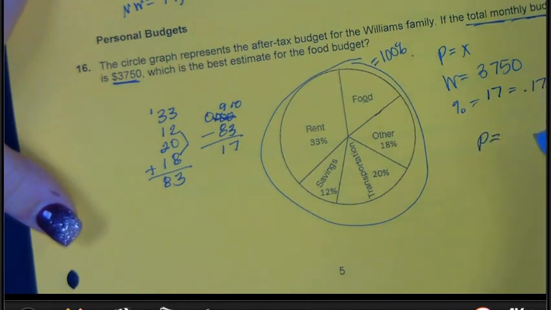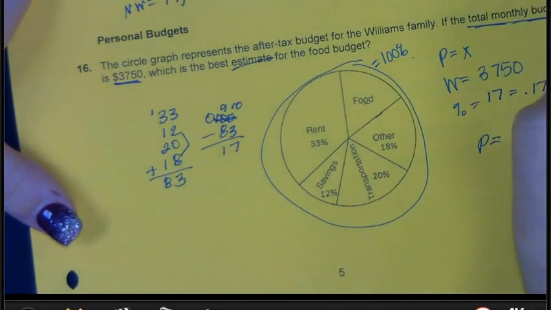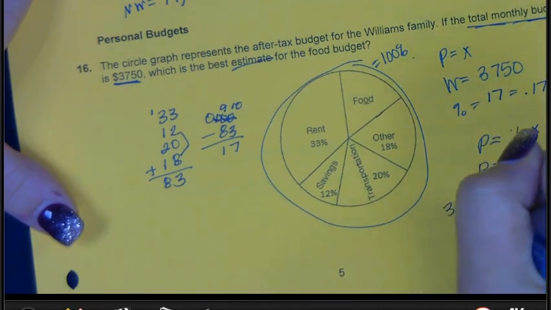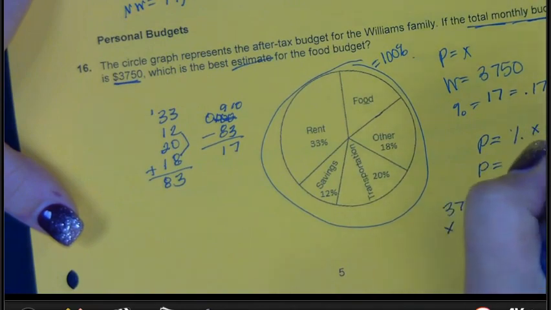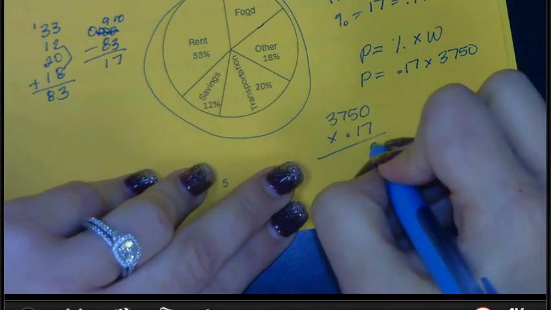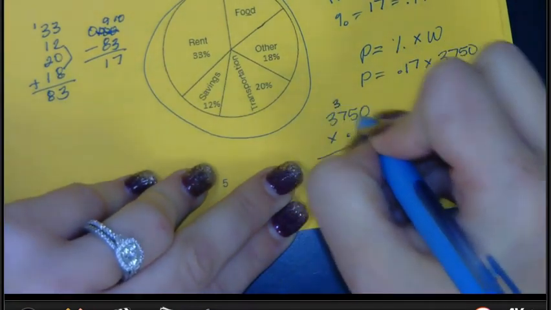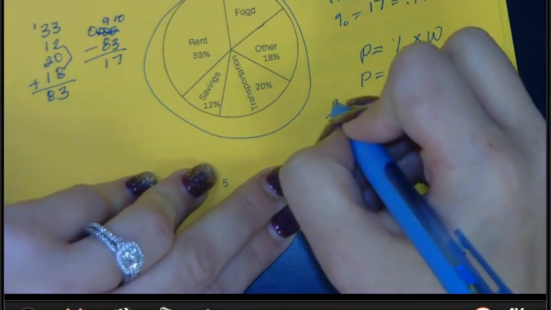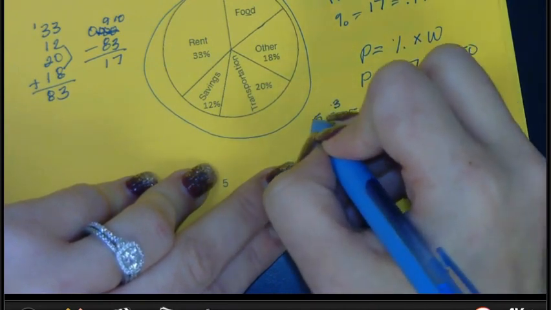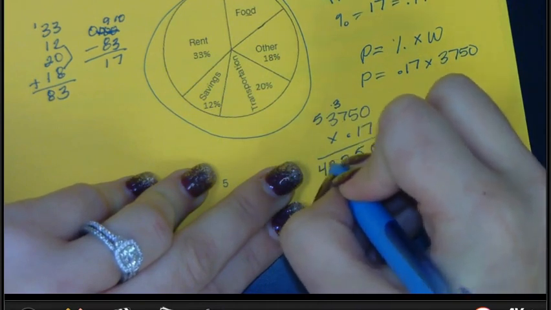Let's go ahead and get our good estimate. Let's use our equation: part is equal to percent times the whole. So part is equal to 0.17 times the whole of 3,750. 3,750 times 0.17. 7 times 0 is 0. 7 times 5 is 35. 7 times 7 is 49, 50, 51, 52. 7 times 3 is 35, plus 5 more is 40.